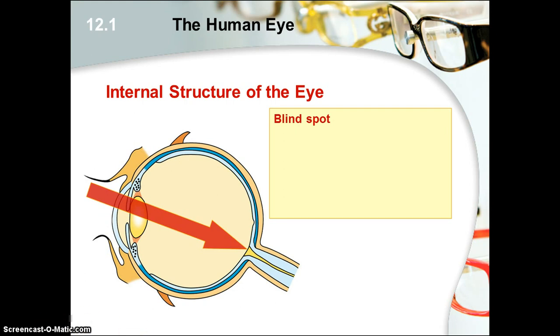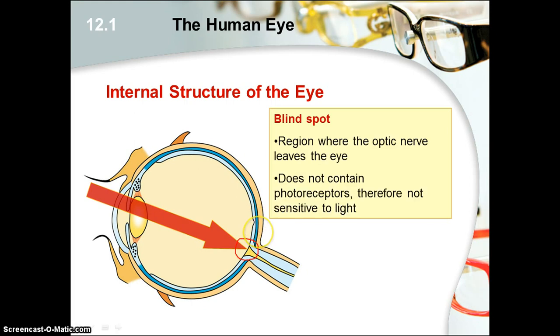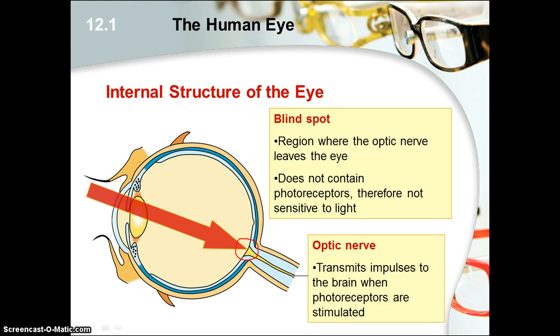The blind spot refers to the region where the optic nerve leaves the eye. It does not contain any photoreceptors, so it is not sensitive to light. Any of the light rays shown here cannot be seen or cannot form the image on the eye. The optic nerve is where the impulse is transmitted to the brain when the photoreceptors are stimulated.